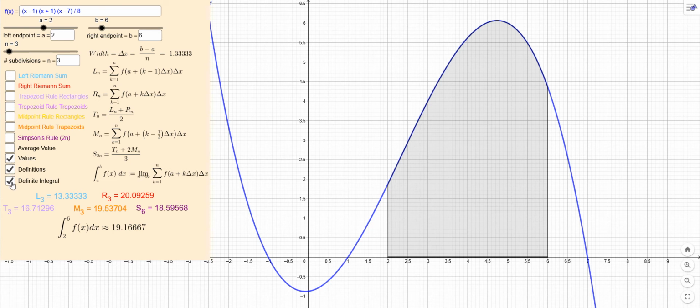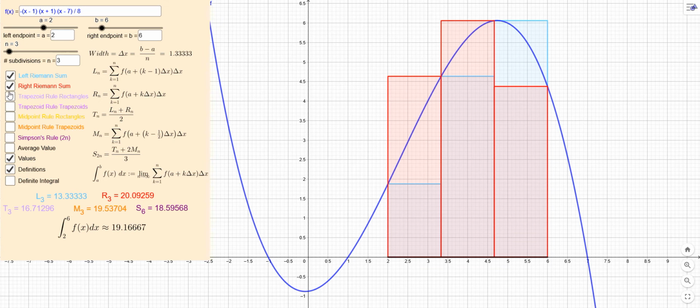Okay, so let's look at a different way of looking at it. So another way we can look at it, instead of going to the left or the right side, we could go to the midpoint.